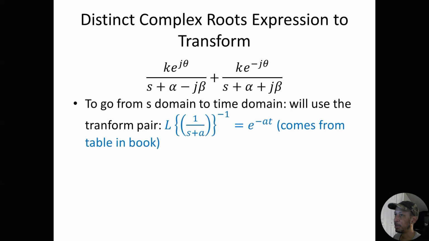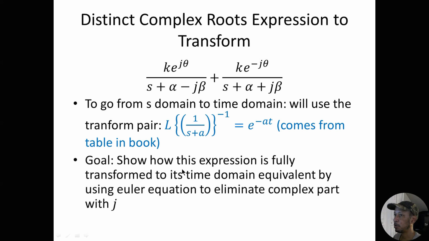In order to go from the s domain to the time domain, I will be using this transform pair that I have here, which is the inverse transform of 1 over s plus a is going to be equal to e to the negative at, and it comes from a table in the book. So the goal here is to show how this expression is fully transformed into its time domain equivalent by using the Euler equation to eliminate the complex part with j.